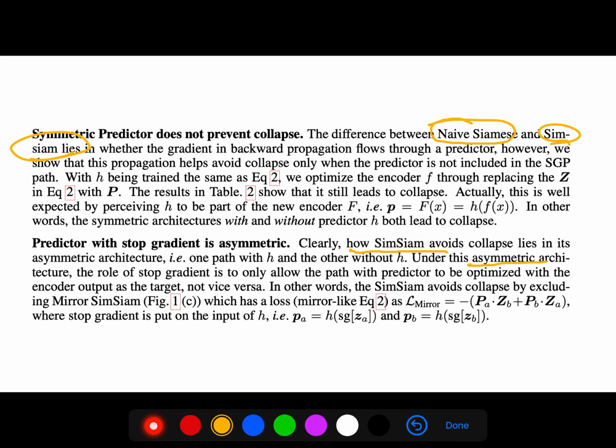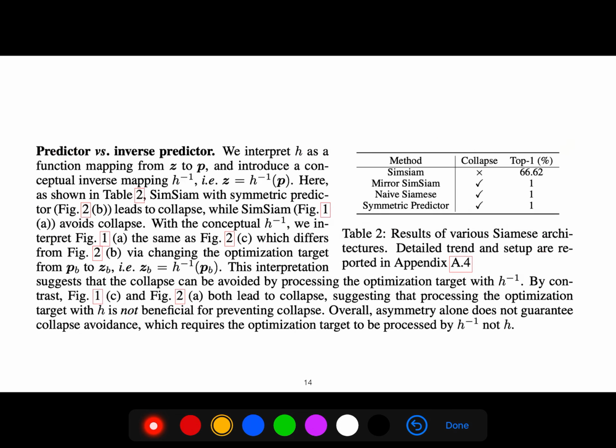Under this asymmetric architecture, the role of a stop gradient is to only allow the path with predictor to be optimized with the encoder output as a target. In other words, SimSiam avoids collapse by excluding mirror SimSiam, which has a loss where a stop gradient is put on the input.